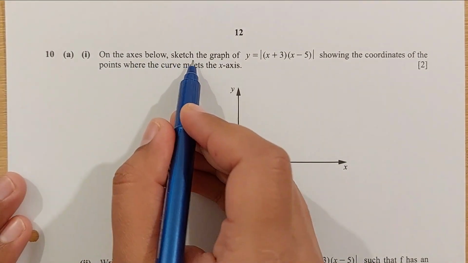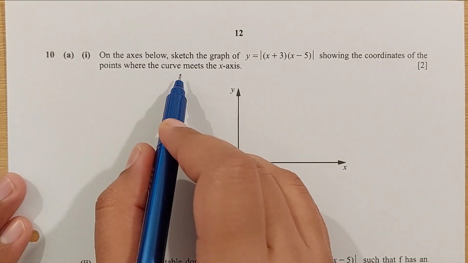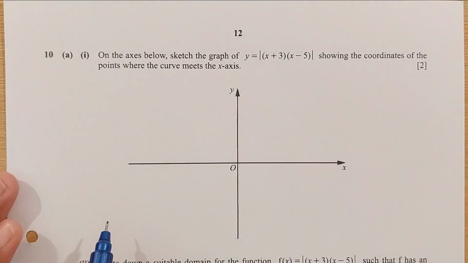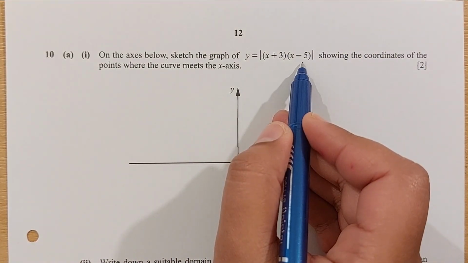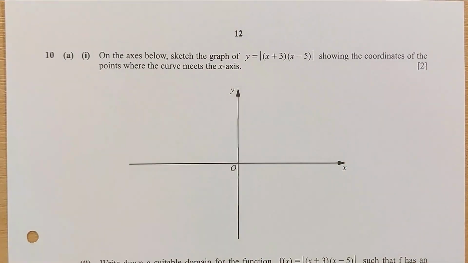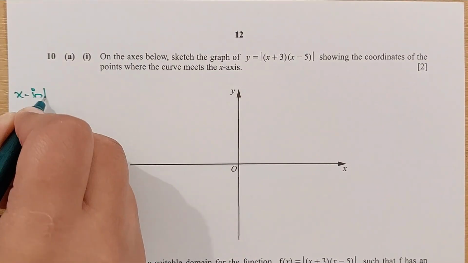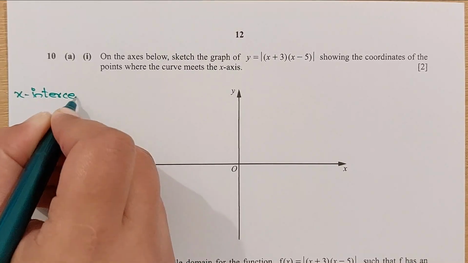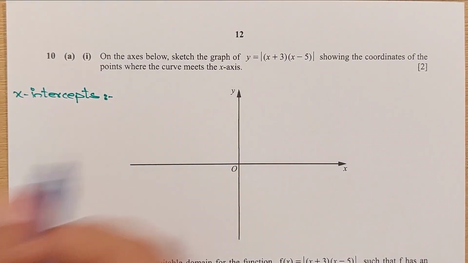Question number 10, A part, number 1. On the axis below, sketch the graph of this function showing the coordinates of the points where the curve meets the x-axis. Okay, so first, this is the factored form of a quadratic function. We need to find the x-intercepts and the y-intercepts.